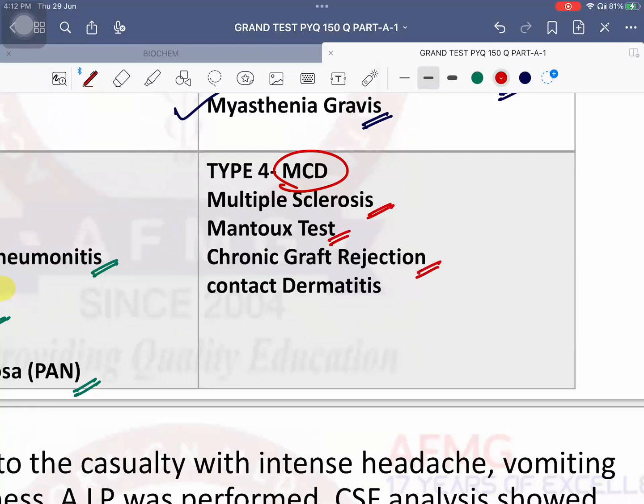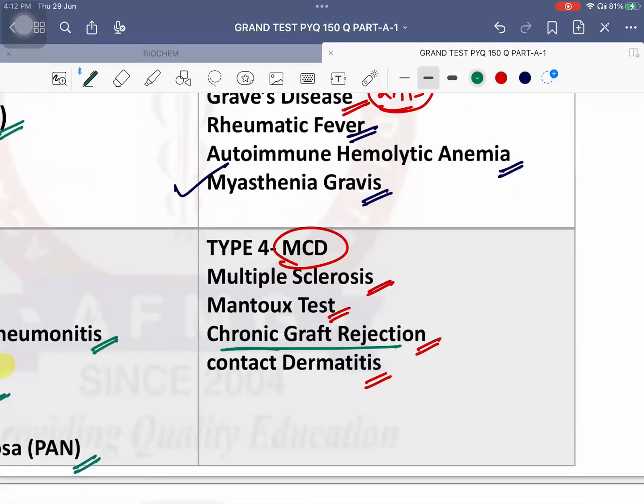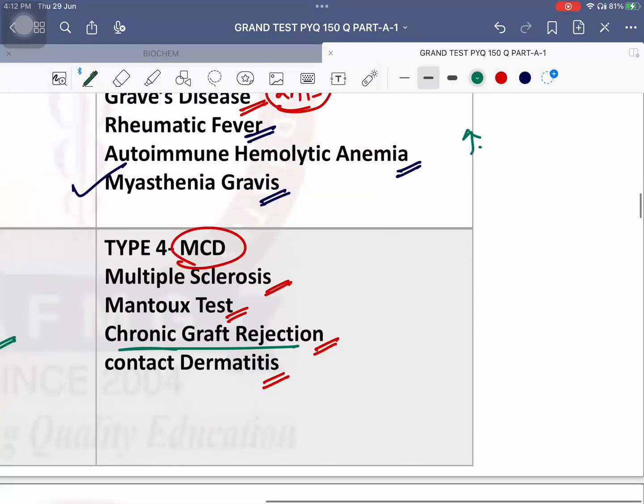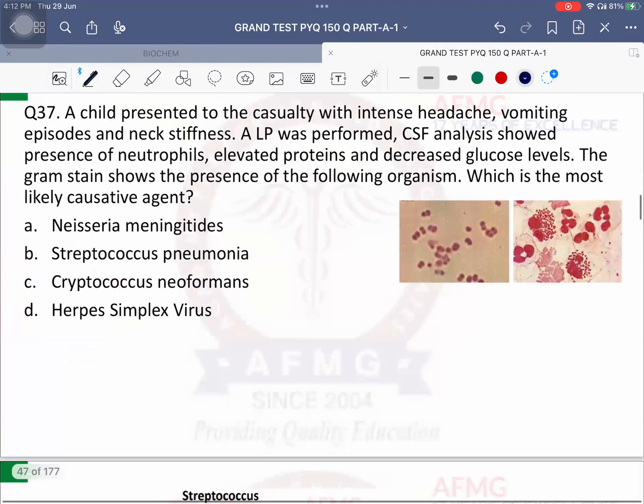सी स्टैंड्स फॉर chronic graft rejection and D stands for dermatitis. But which dermatitis? Contact dermatitis. Important is, agar chronic graft rejection is type 4, hyperacute and acute graft rejection will be very good. So hyperacute and acute graft rejection will be type 2 hypersensitivity. ठीक है, याद रखना. Question number 37 now.